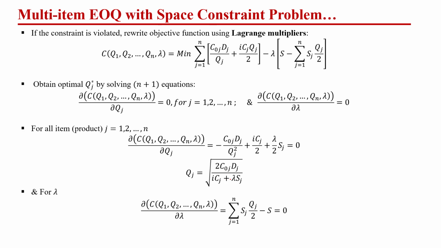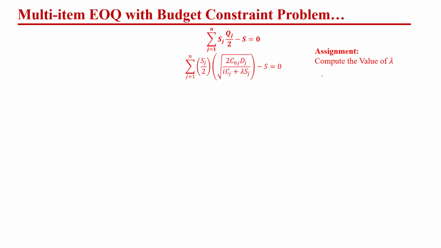Okay, we can apply the Lagrangian optimization. Again, in order to find out the value of lambda and the value of Qj, we differentiate this function with respect to Qj and we will get the value of Qj. And then with respect to lambda, we will get this one. Now, again, using the same approach, you can find out the value of lambda. So do it by yourself.